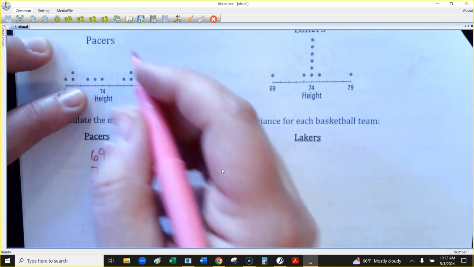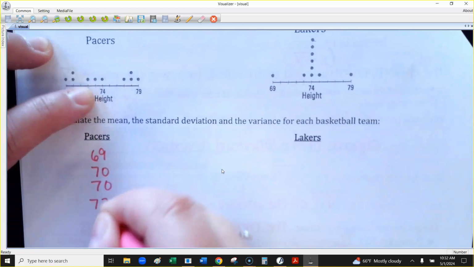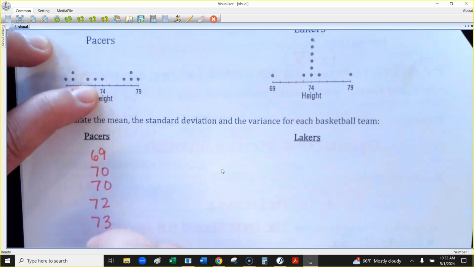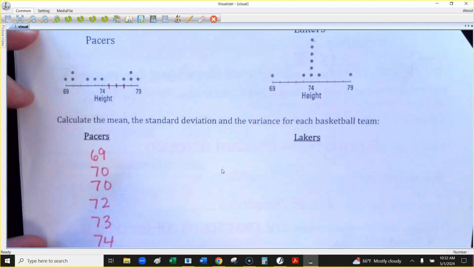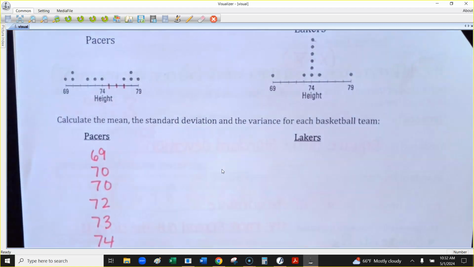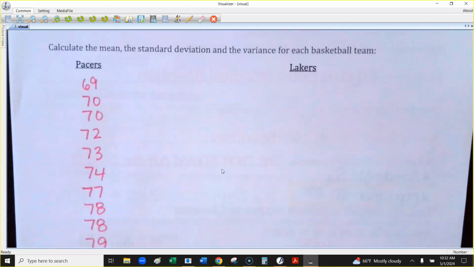One person is 72 inches, one person is 73, one person is 74, and then 75, 76, one person 77, 2 people 78, and one person 79.